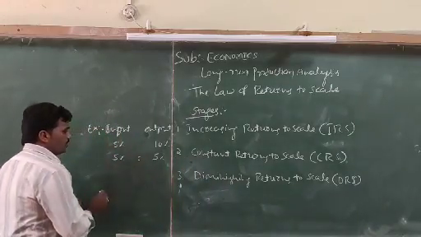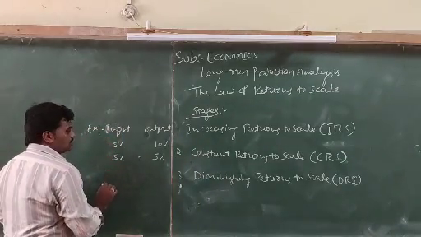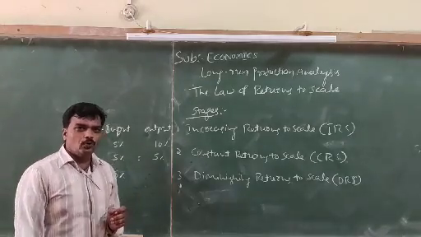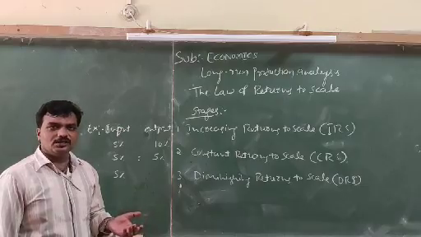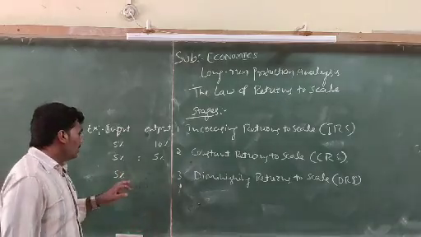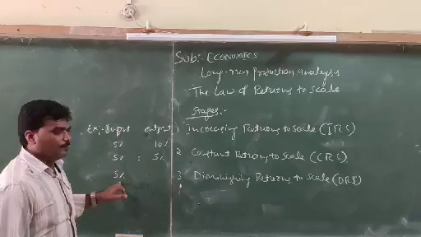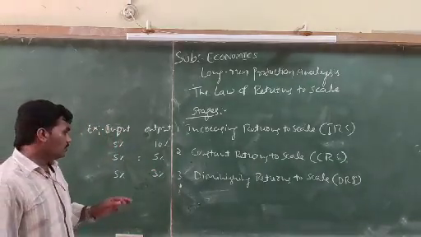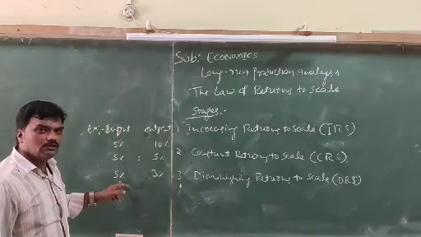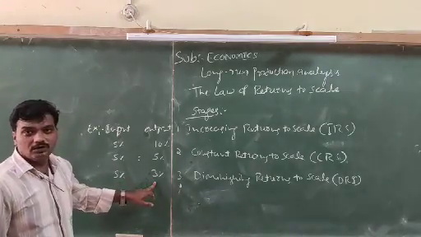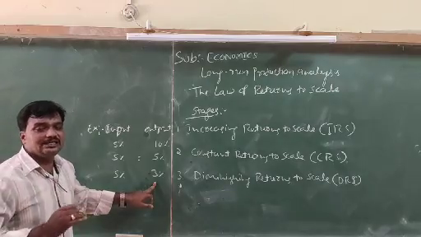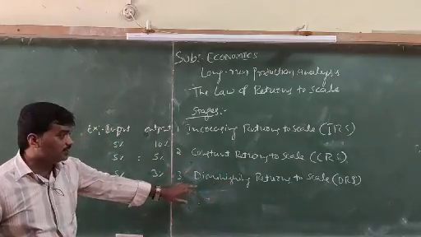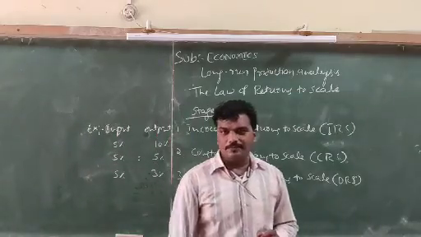Just observe the example. If the inputs are increased by 5%, the output also increases, but at a lower rate than 5%. It may be 3%, a 3% increase in output. The rate of increase in input is 5%, but the rate of increase in output is less than 5%, that is 3%. This stage is known as diminishing returns to scale.